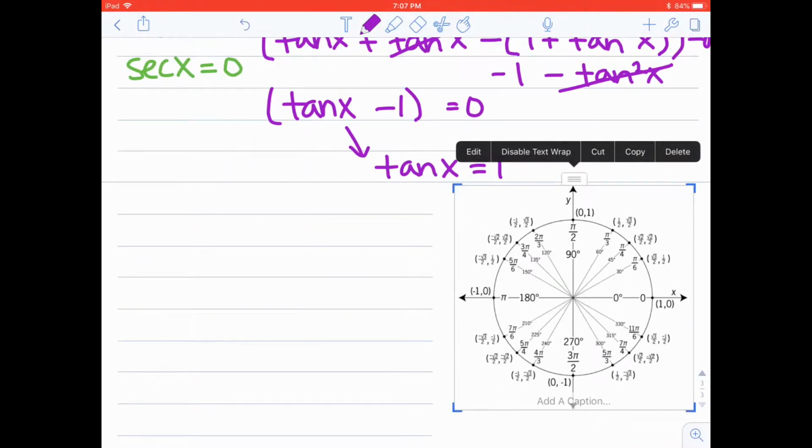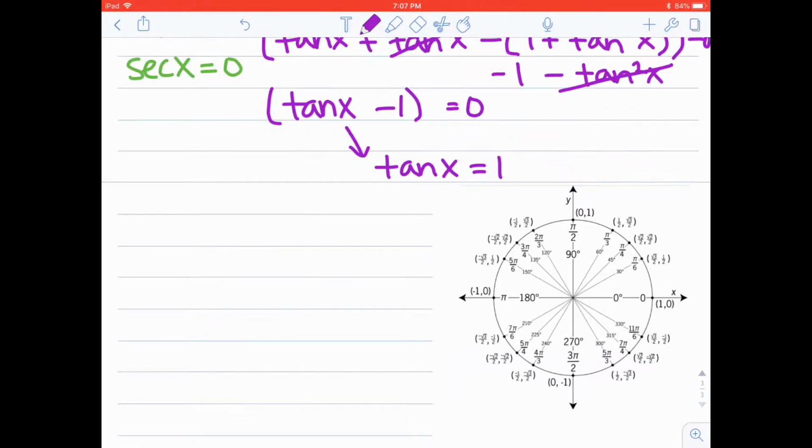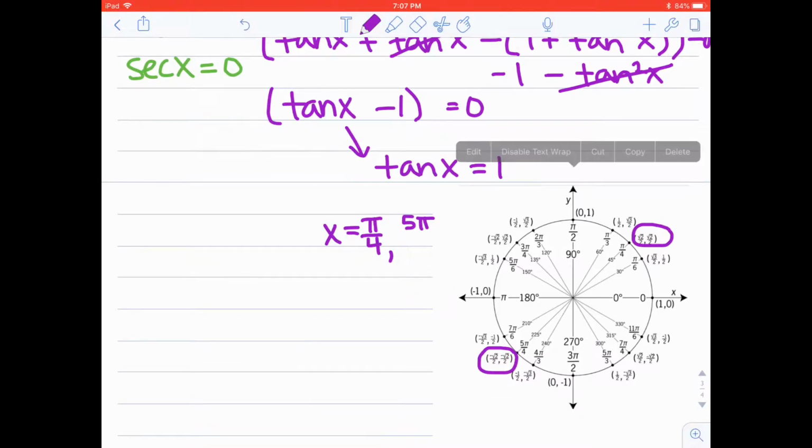Okay, so we are looking on our unit circle for where tangent, so where y divided by x, equals 1. So there's two places I can see that the y divided by the x are exactly the same right there, and they're exactly the same right here. So those are two solutions for the first one that we were doing. So we have x equals pi fourths and 5 pi fourths. Those are two valid solutions because they're on the interval from 0 to 2 pi, and that's all that I had to check for.